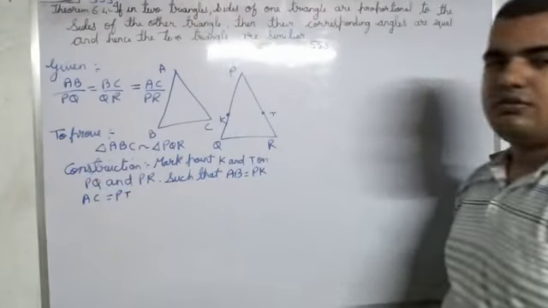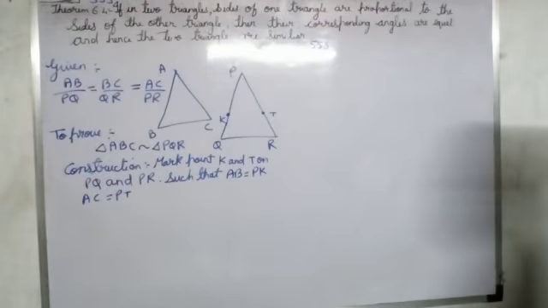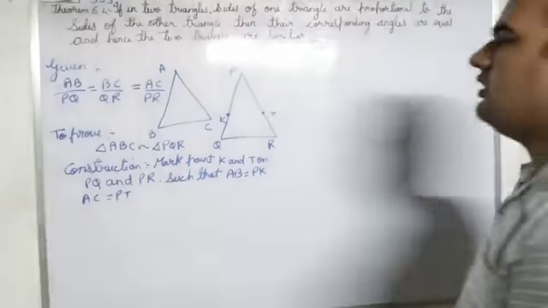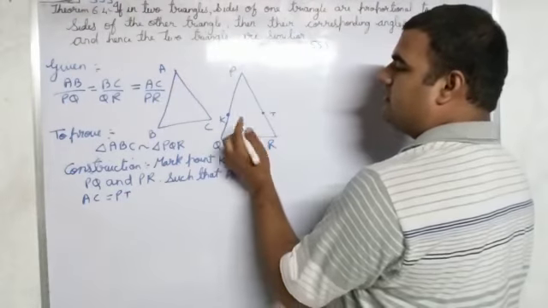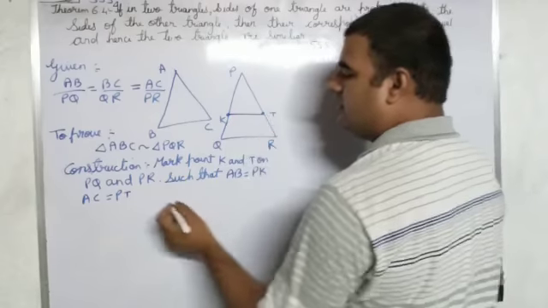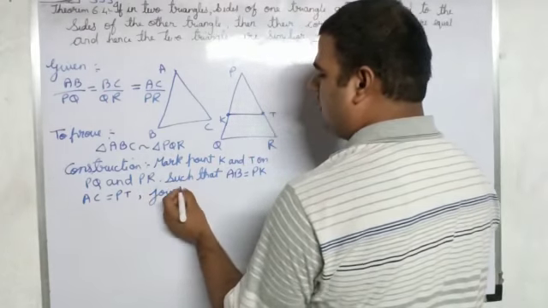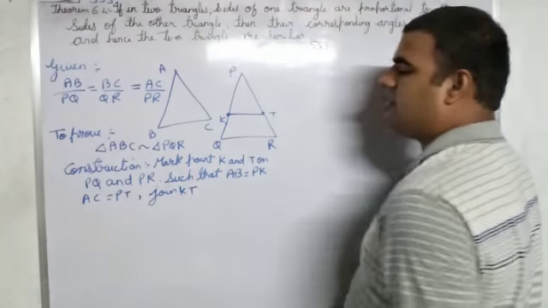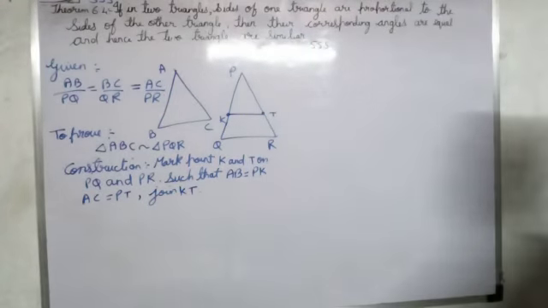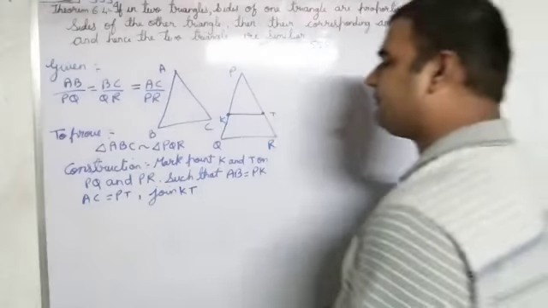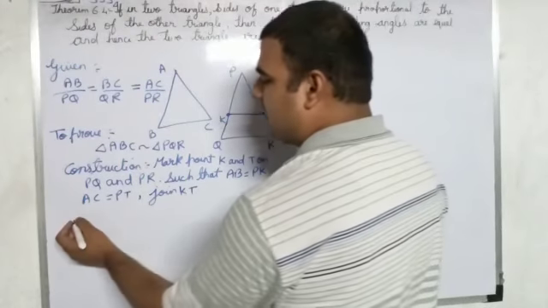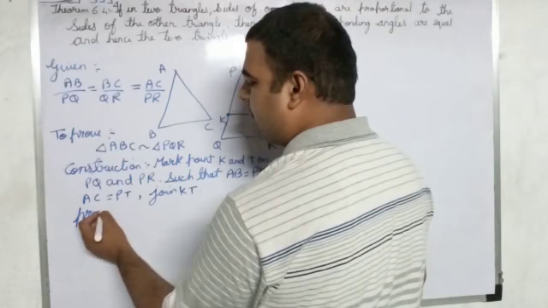AC equals PT. AB equals what? PK, and AC equals PT, and join this. Join KT. Okay, we have joined KT. Now see, after this we will do the proof. What is the proof now?